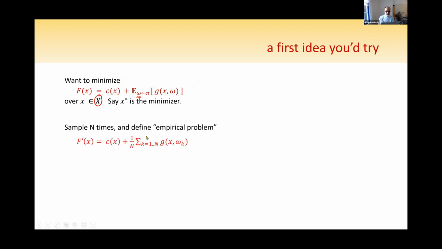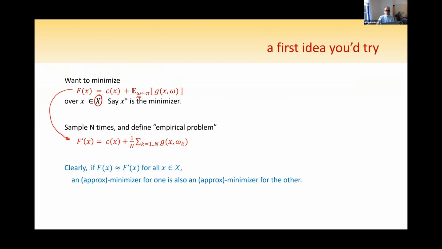And what I'm saying is you can sample n times and look at the sample average, the empirical problem. And the question that Cristobal is asking is, well, are you trying to say that f and f prime are very close to each other? Or are you saying something else? Now, clearly, if f and f prime are very close to each other, then you will make the same decisions. But that's too rigid a requirement.